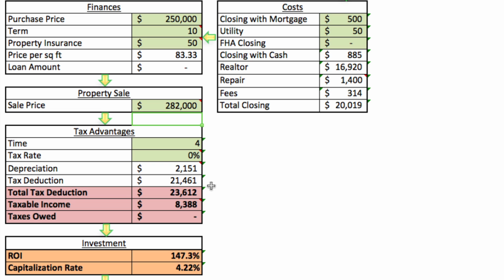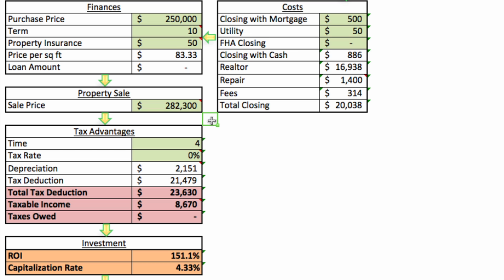Okay, now we're at 147. So I would assume it's probably a little bit between 282 and 283. So I'll go 282, $300. Okay, and we're about 151%, which is close enough.